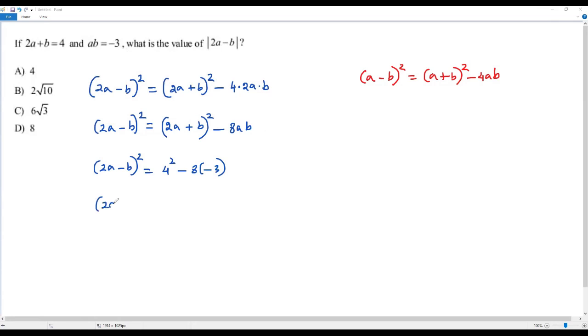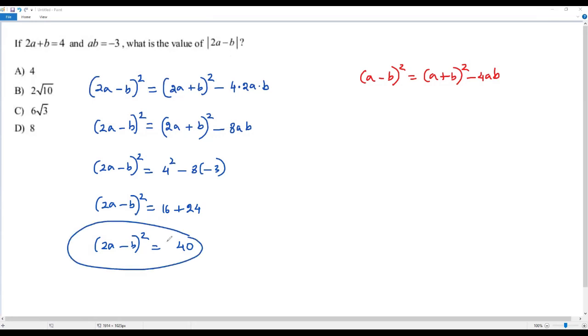And I'm getting (2a negative b) the whole square equals, the value of 4 square is 16, and negative times negative will become positive. 8 times 3 is 24. Okay, then we get (2a negative b) the whole square equals 16 positive 24 is 40. Okay, our aim is to get the value of the absolute value of 2a negative b.